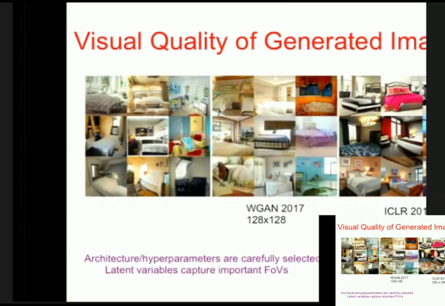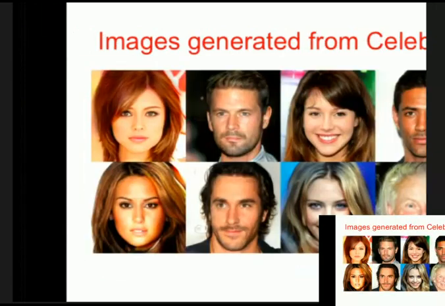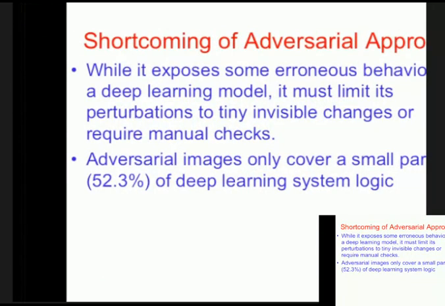So papers are full of images like this. This is from some slightly older papers, which are as old as 2017. And here is an ICLR 2018, this year's paper, saying, look, our images are so much sharper and nicer than the 2017 papers here, right? These are the images from CelebA.